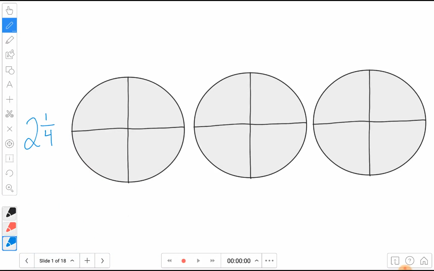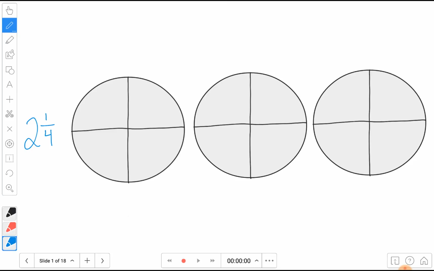Mixed numbers and improper fractions. I want to make a picture to represent 2 1/4. Okay, so I decided that I'm going to use circles, and I've divided these circles up into 4. So there's 1, 2, 3, 4 pieces for each of these circles. Okay, so this 4 in the one circle represents a whole, right? 4 quarters, 4 over 4 is 1.